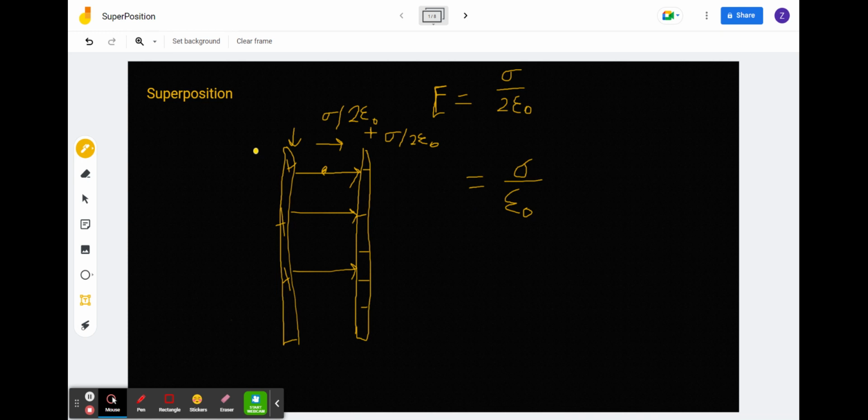On the other hand, if we go outside the plates, meaning not between them, at this point, the positive plate is pushing to the left with the value of sigma by 2 epsilon naught. Meanwhile, the negative plate is pulling to the right with the value of sigma by 2 epsilon naught. So they cancel out, and the net field anywhere outside the plates is 0.